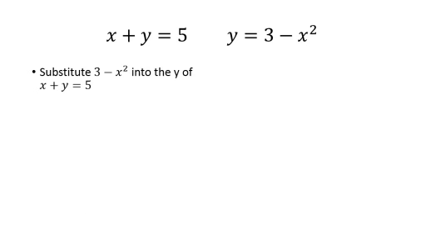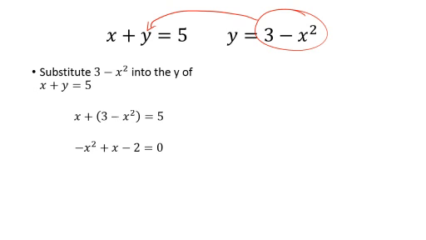And so what's going to happen here is that I'm going to take this and substitute it into this y. So when I substitute it into that y, I end up with my function of x plus 3 minus x squared equals 5. And then I'm going to move everything to the left-hand side so that I have my function set up as negative x squared plus x minus 2 equals 0. So now I have my quadratic function.